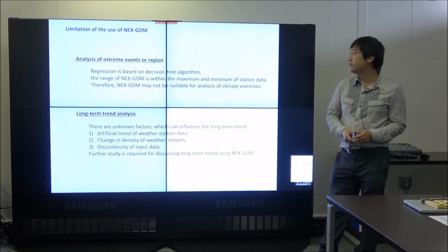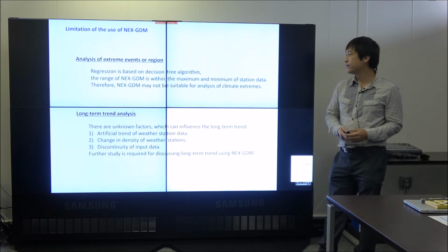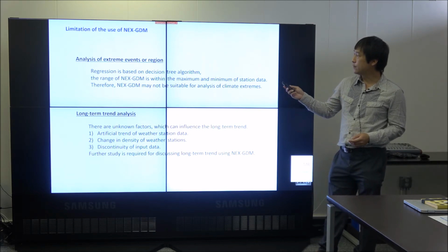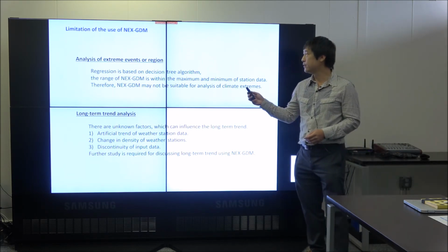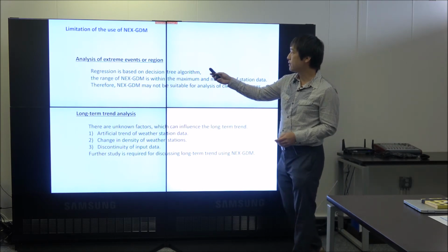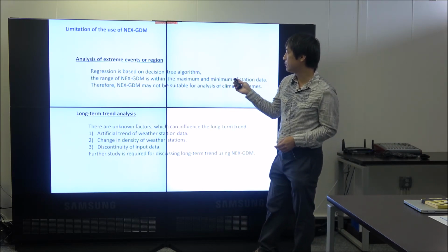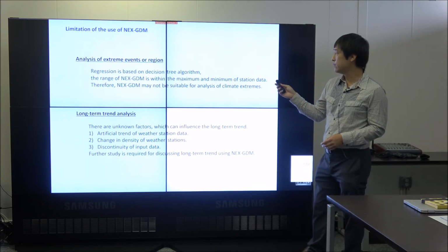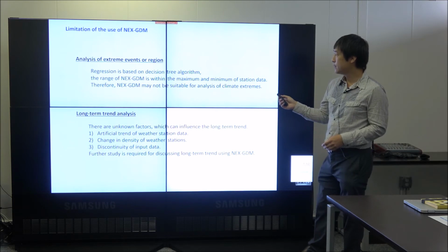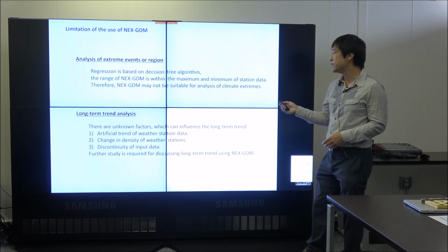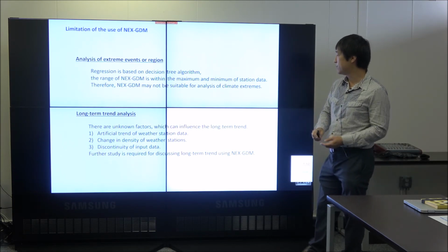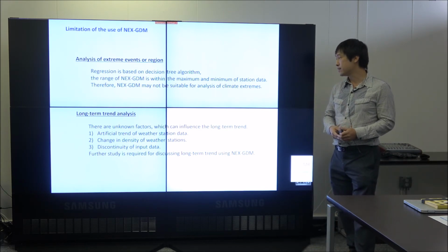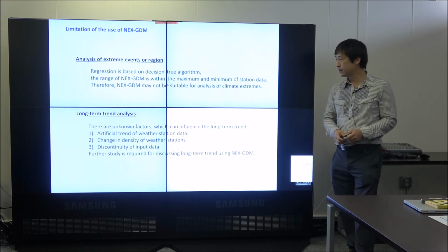Then finally, the limitation of the use of NEX-GDM. These are the limitations to use this. The first one is analysis of extreme events or regions. Ensemble regression is based on decision tree algorithm. So the range of NEX-GDM is within the maximum and the minimum of station data. Therefore, NEX-GDM may not be suitable for analysis of climate extremes.